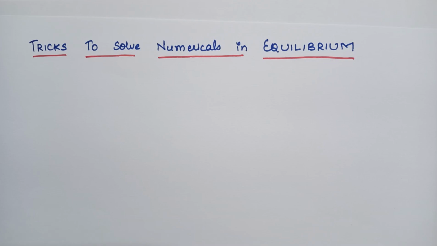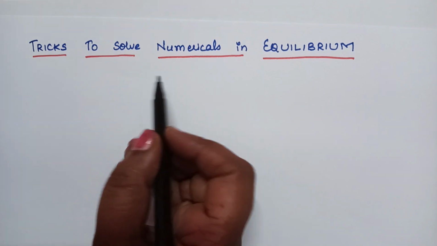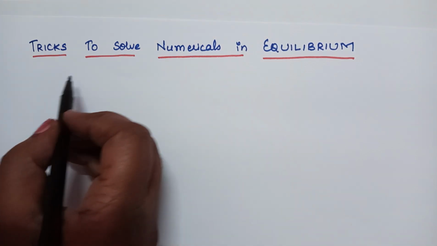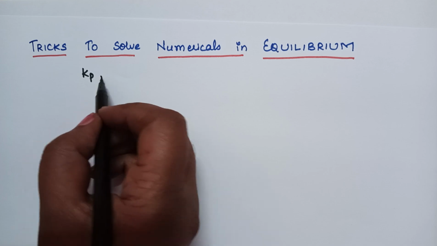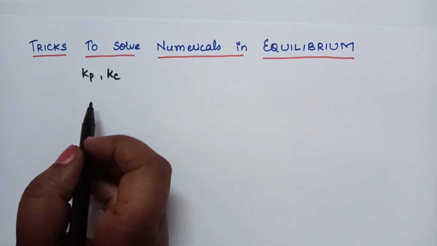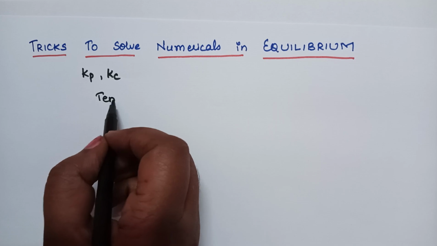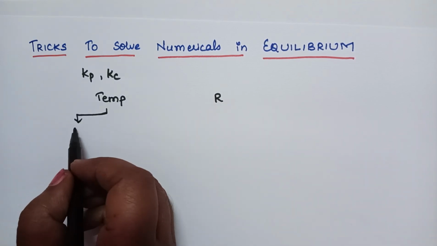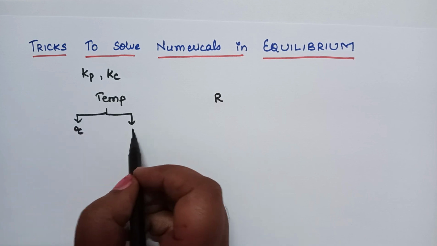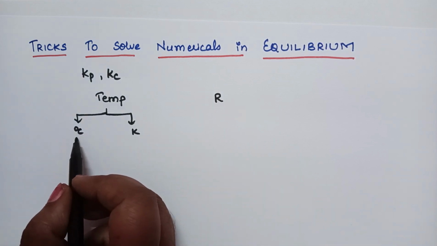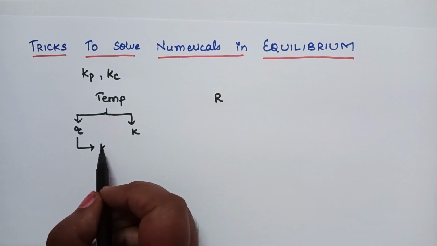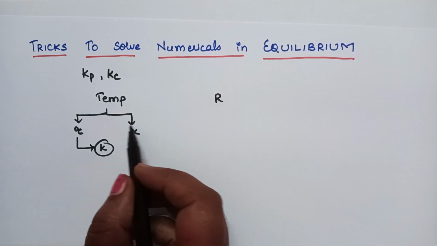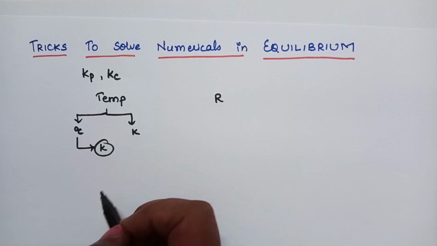Students, in this video I'll be teaching a super trick to solve the questions easily which is given in equilibrium. The types of question which can be asked in equilibrium is either to calculate Kp or Kc. What you have to keep in mind is first about temperature. Usually it will be given in degree Celsius or in Kelvin scale. When it is given in degree Celsius, don't forget to convert it to Kelvin scale. If it is given already in Kelvin scale, then you can use it as it is.